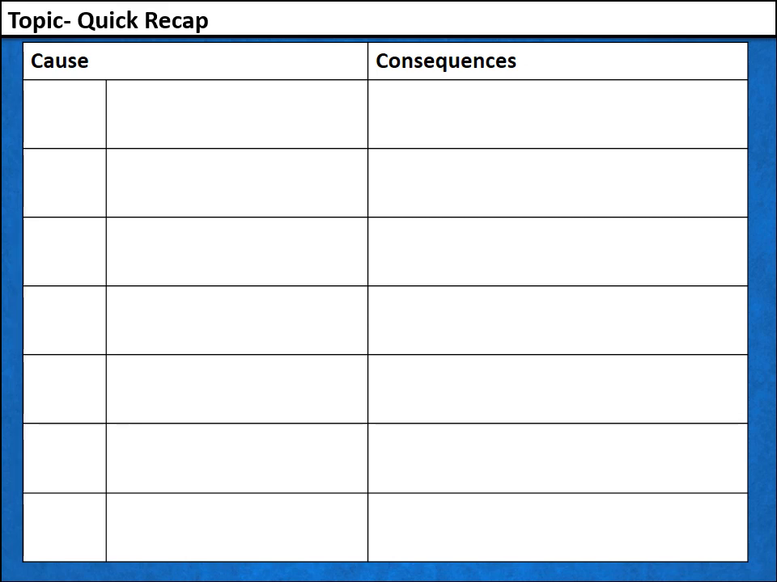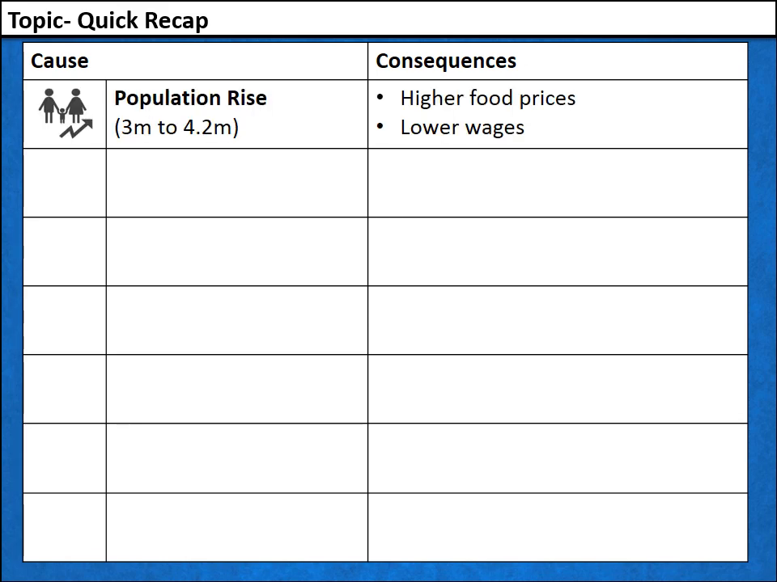Before we have a go at our question, let's quickly recap the topic. We're going to look at some of the causes of the increase in poverty in Elizabethan England, and we'll also focus on the consequences of those causes. So firstly, population rose dramatically. It went up from 3 million to 4.2 million by the end of the reign. And this led to higher food prices and lower wages. Those are two consequences that really affected the poor people the worst.